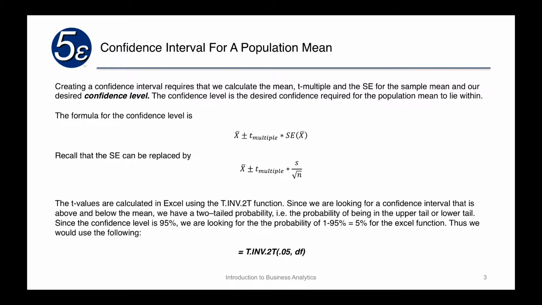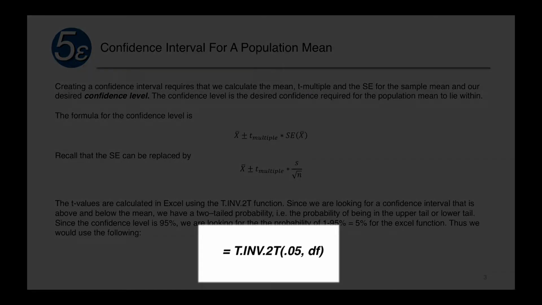Our t-values, the t-multiple, is calculated in Excel using the T.INV.2T function for two-tailed. Since we're looking for a confidence interval that is above and below the mean, we're going to have a two-tailed probability, the probability of it being in the upper tail or the lower tail. Since the confidence level is 95%, we're looking for the probability of 1 minus 95%, or 5% in the two tails. And we're going to use that for the Excel function. So therefore, we would use the following. T.INV.2T for the two-tail with a 0.05 area and the number of degrees of freedom.